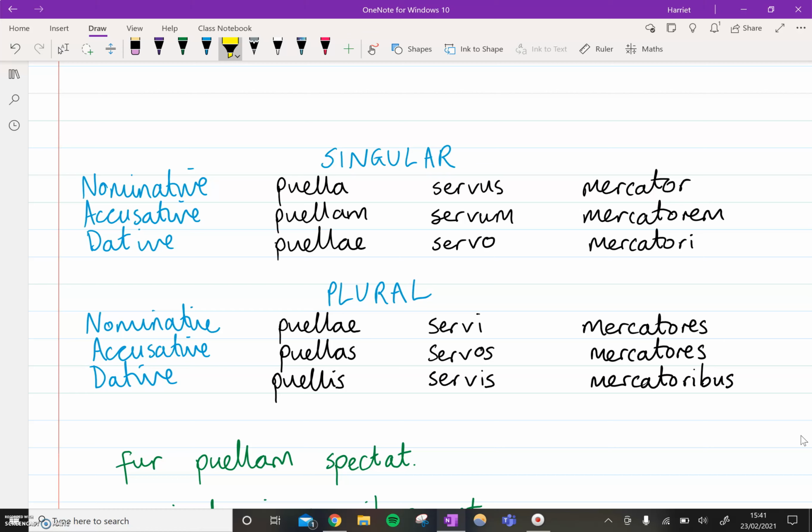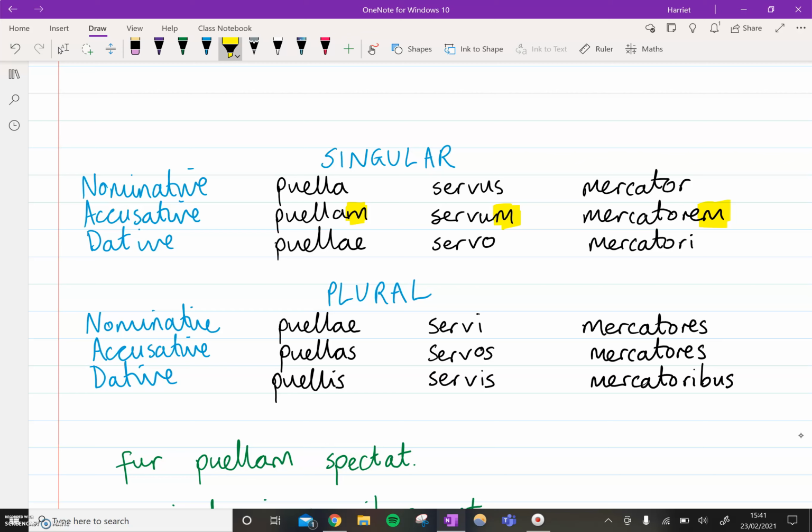But then when we get to the accusatives, it's really straightforward. Remember that accusative singular, so if you have one person receiving an action, it ends in M. So if you see M on the end of a word, you know it is one person. So in that first example, it's a girl. The second one, servum, is a slave. And the third one, mercatorem, is a merchant. And within a sentence, they will all be receiving the action. They won't be doing the action. So they're the ones that are being hugged, killed, loved, whatever it is.